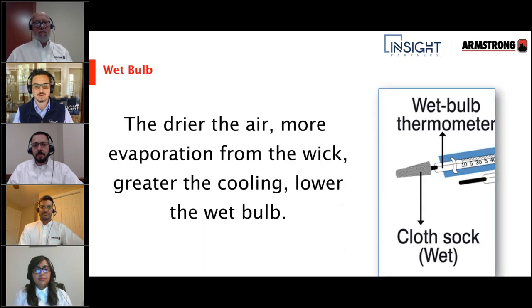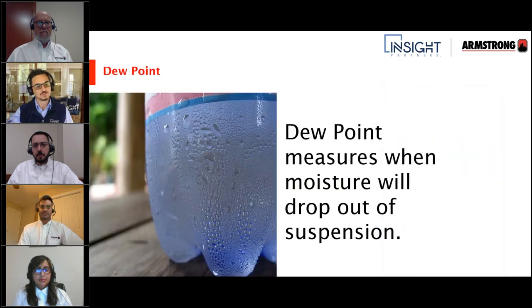So this slide here, we talked about that. The drier they are, the more the wicking and the more the evaporative cooling, the lower the wet bulb. Okay, so the wet bulb has to do with the moisture in there, the dry bulb does not. Okay, moving on to dew point.